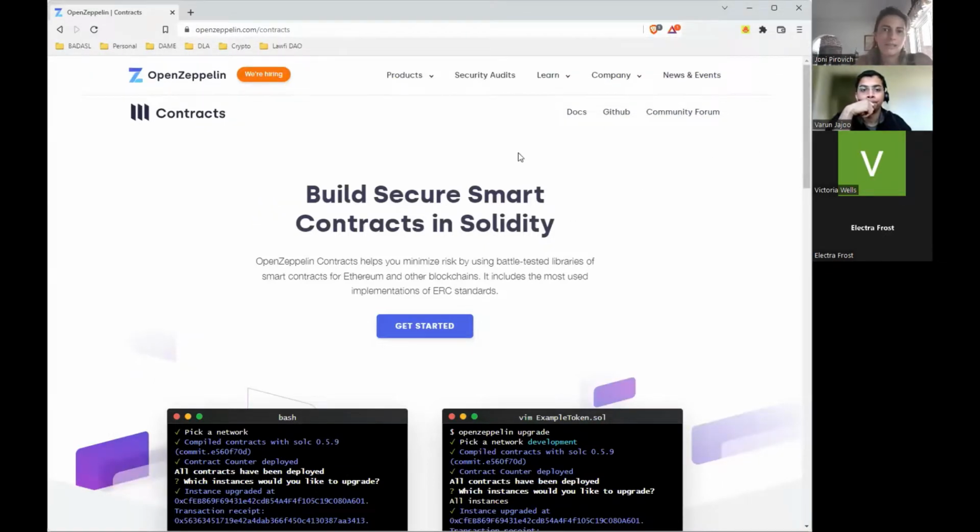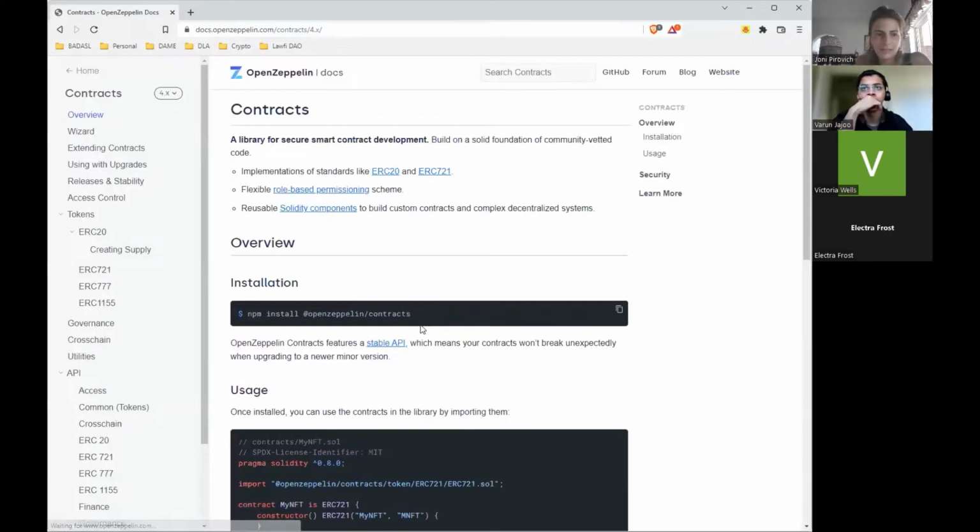Yep. Okay, great. So go back to this website and explore it at your leisure. It's fantastic. But to try and navigate straight to the ERC20 contract, I've clicked Get Started. Probably should have arranged for someone from OpenZeppelin to take us through this walkthrough rather than me. But you can see on the left-hand menu that you've got a sub-panel for tokens, ERC20s and creating supply, and a couple of others referred to.